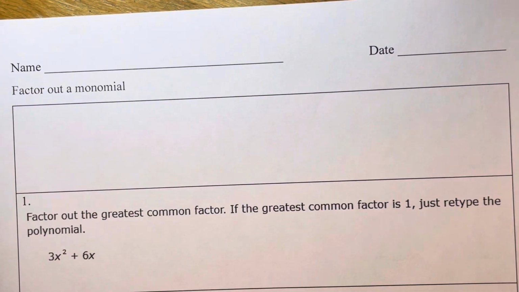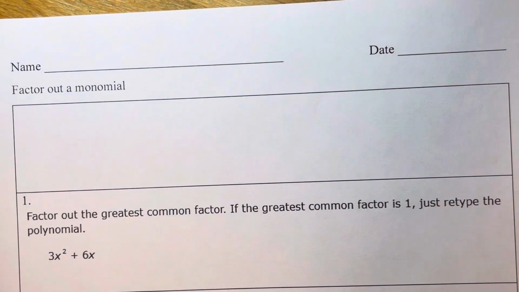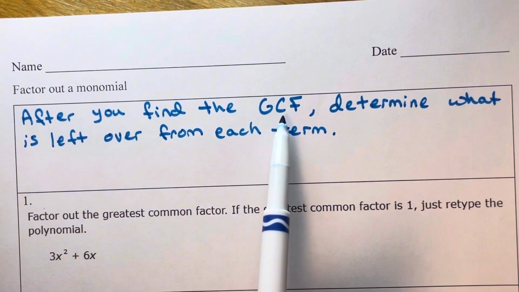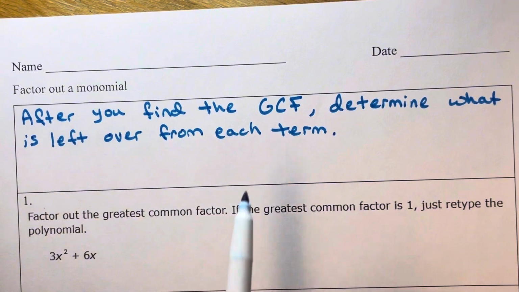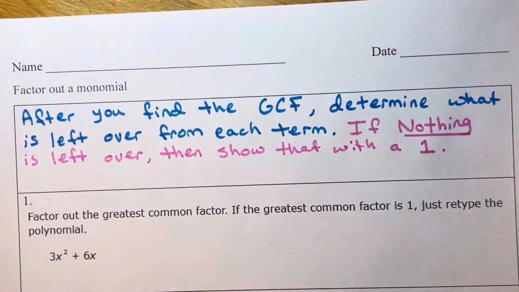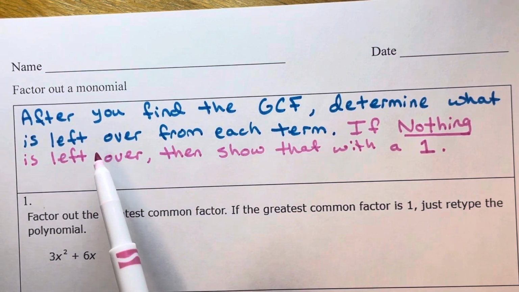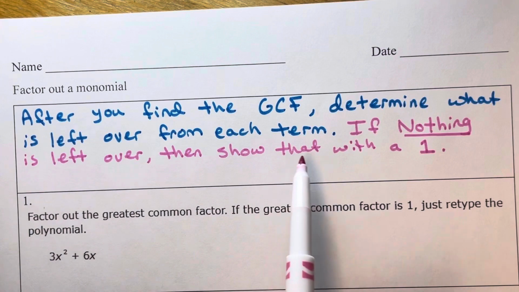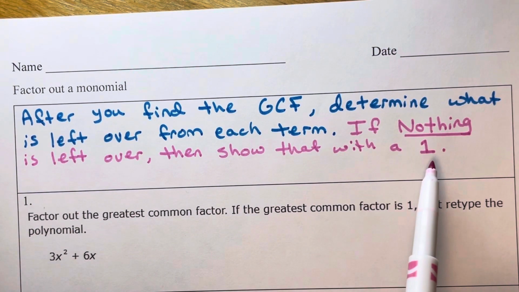In today's math lesson, we are going to factor out a monomial. Using the previous lesson as a guide, after you find the greatest common factor, determine what is left over from each term. When you do the greatest common factor, you might actually have nothing left over. And if nothing is left over, then you show that location. You show that there had been a term there with a 1.